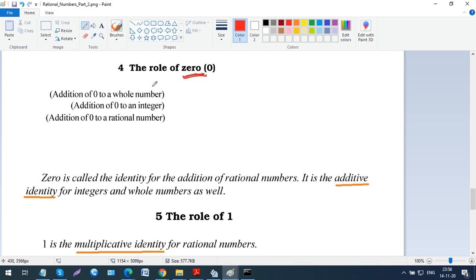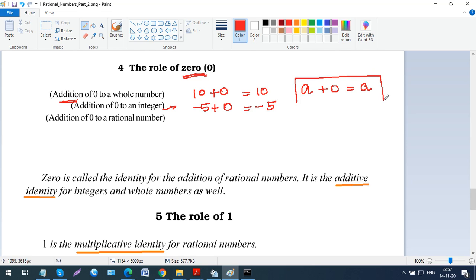Now, if you add this 0, they say addition of 0 to any whole number. So if you add 0 to any number, what do you get? Let us say you have 10 and you add 0 to it, you are going to get the same answer, right? So you take any whole number a and you add 0, you are going to get the same number. Now you take any integer, let us take minus 5, and you add 0 to it, you are still going to get minus 5, same, right?